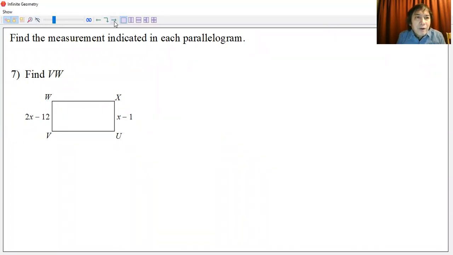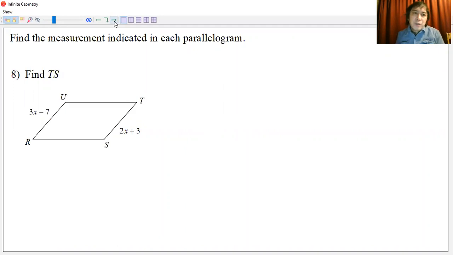Number 8 now. All right, here's number 8. Find the measurement indicated. Find TS. Okay, so where is TS first? TS is over here, so I'll mark it red. Okay, there. We're looking for that side. What's the measurement of that side?